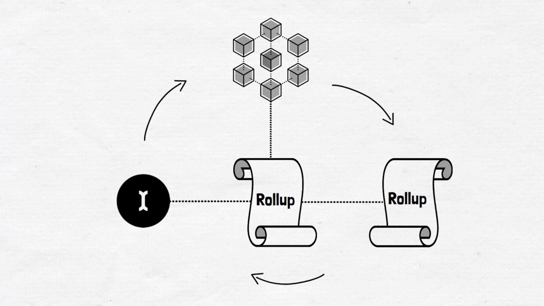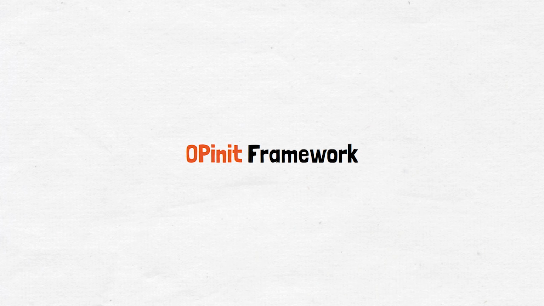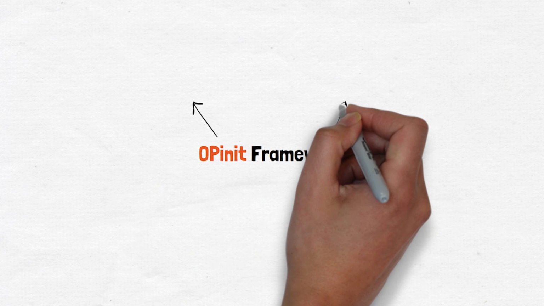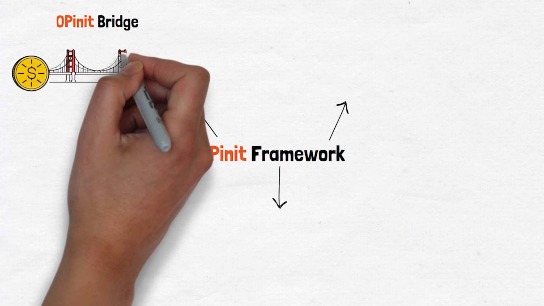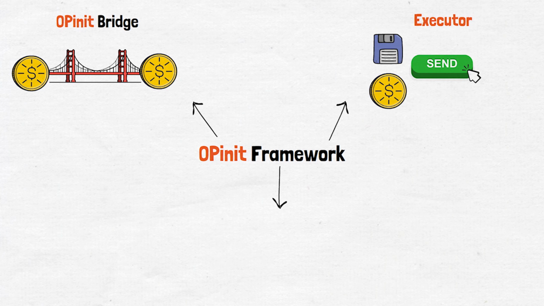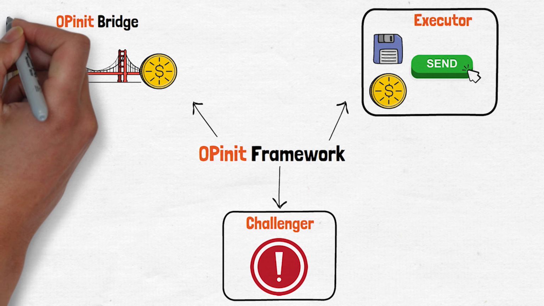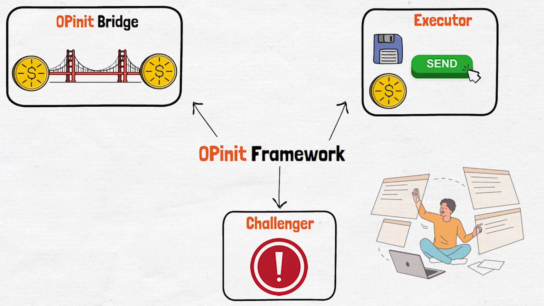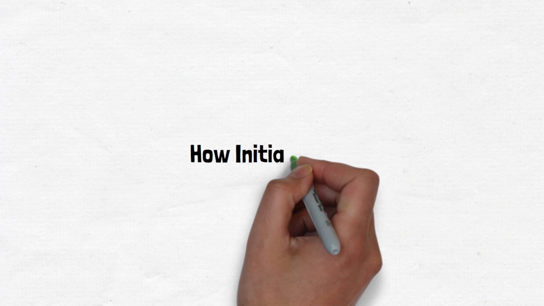Another thing that makes Initia unique is the OPinit Framework. It's got three parts. The OPinit bridge moves tokens fast by assuming they're good unless proven otherwise. The executor handles tasks like sending data or tokens, and the challenger watches for mistakes to keep things honest. Together, these make Initia a time saver for developers. But it gets even more interesting in the background, so let's explore how Initia is really built.